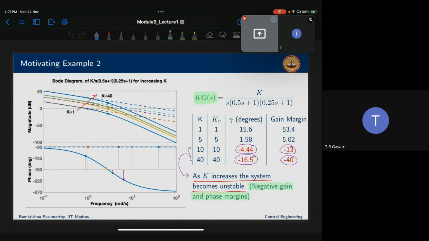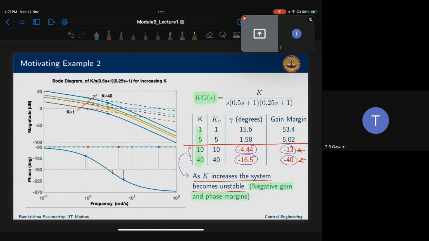Similarly, if you keep on increasing the gain here, K from 1, 5, 10, 40, you can see that after this point, in these two cases, your gain margin and phase margin became negative. Till that point they are positive. Now that you can observe from here.